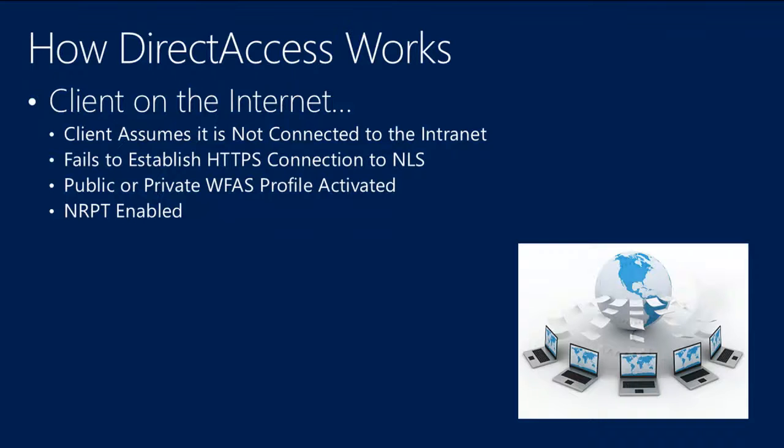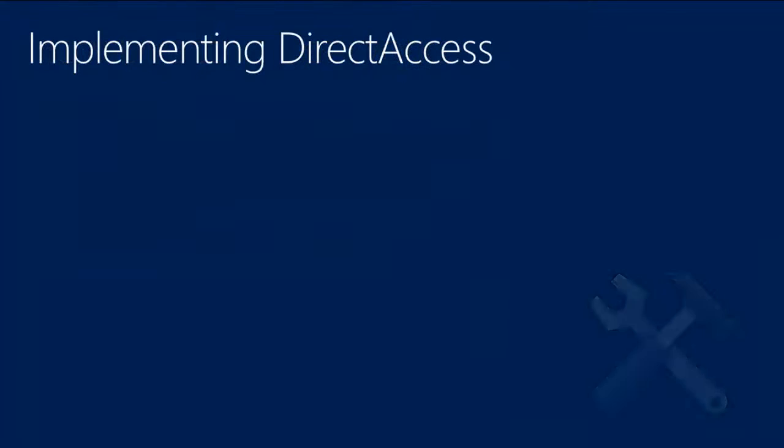So as soon as it says, okay, great, the name resolution policy table is enabled, and I need to find a domain controller, the Windows firewall is going to look at that traffic and say, oh, that DNS server you're looking for is on the other side of an IPsec tunnel that I need to bring up. And once it does that, the IPsec tunnels come up. I have now CorpNet connectivity, and at that point, I basically have DirectAccess communication. I have access to my corporate network over those IPsec tunnels.